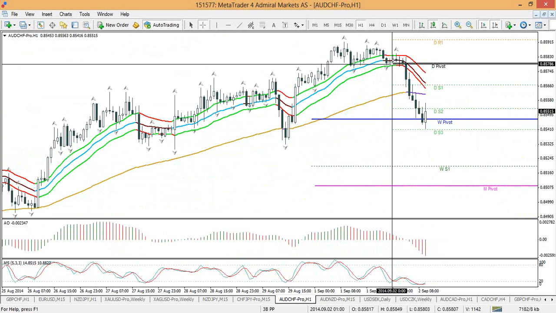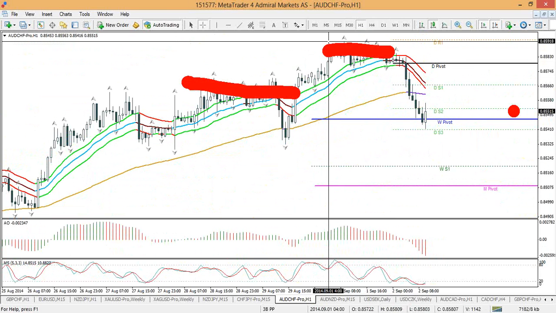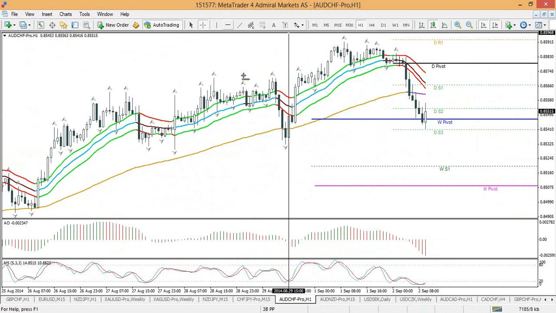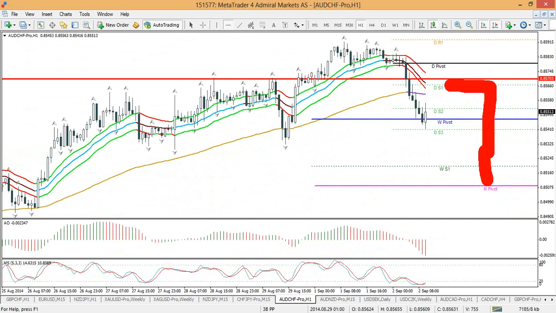Probably see some kind of head and shoulders here. So maybe looking for a resistance spot when price does bounce here at about this level could make sense. It is a reversal trade, but in this case, I think it does make sense.